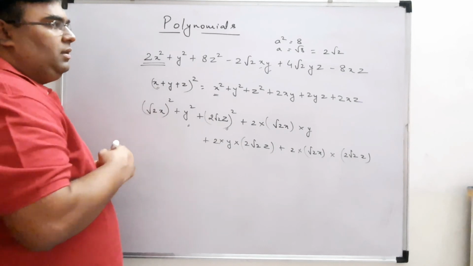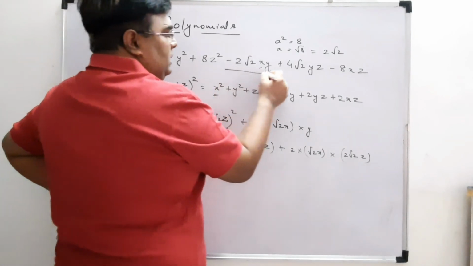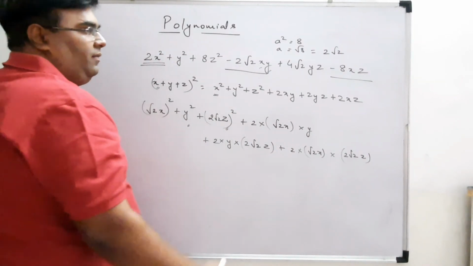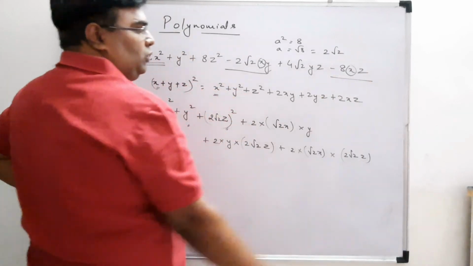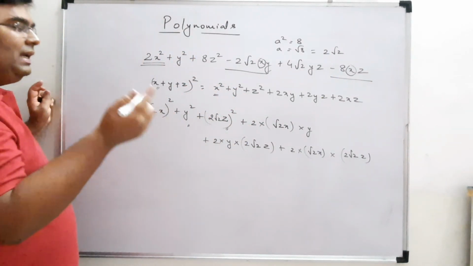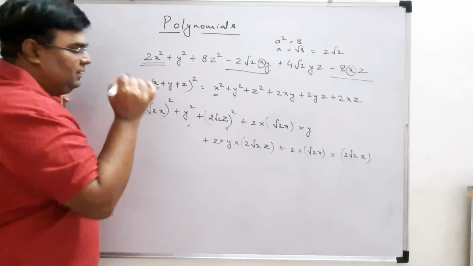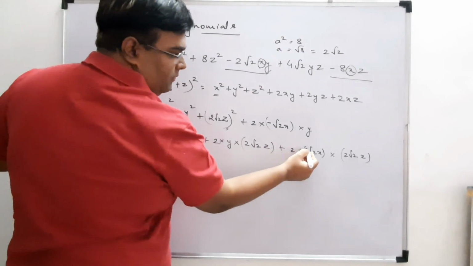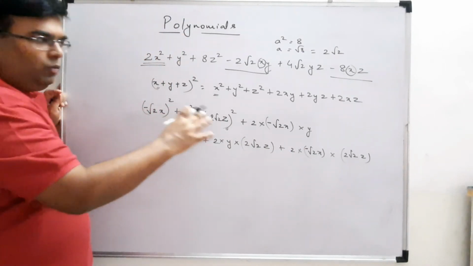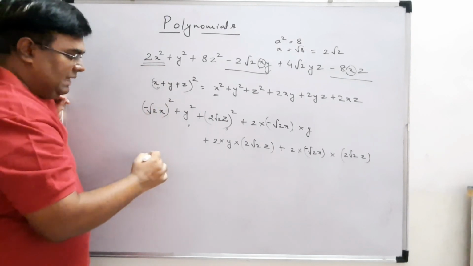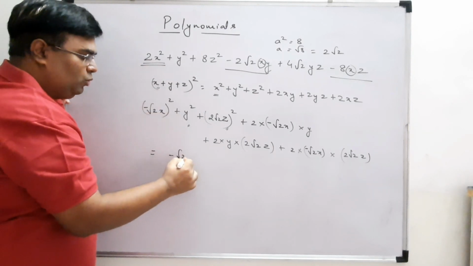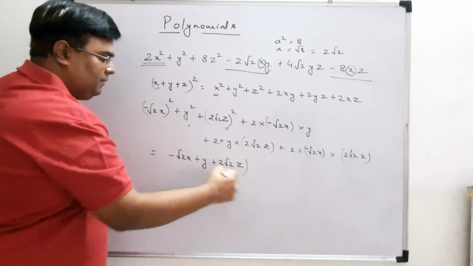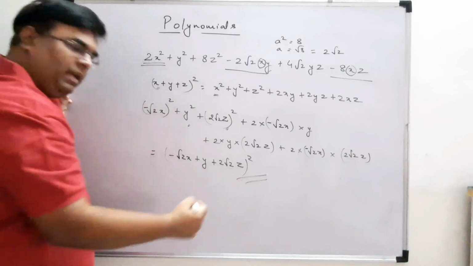Now we need to check the minus sign is with only these two terms. And what is common here? Which variable is common here? The common variable is x. So we will put the minus sign with x. So the whole expression will get converted into this form. It will become (minus root 2x plus y plus 2 root 2z) whole square. So this is my final answer.